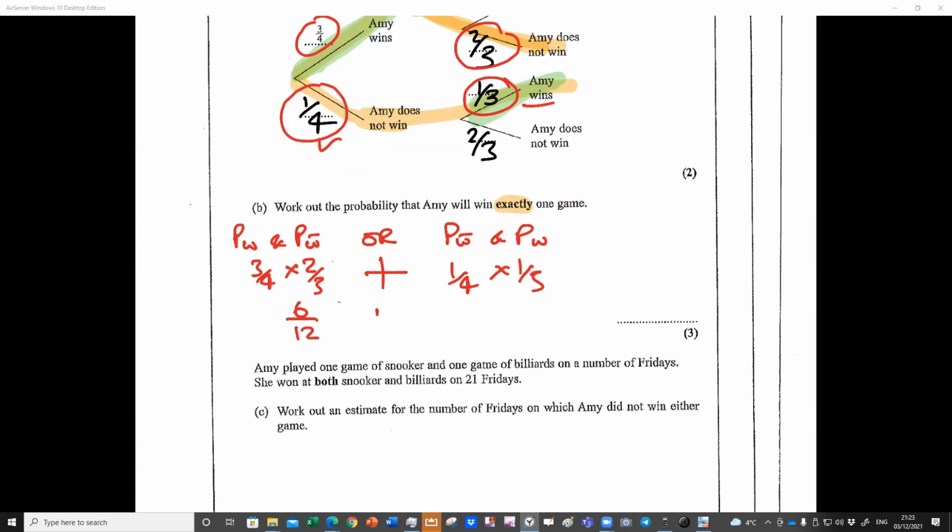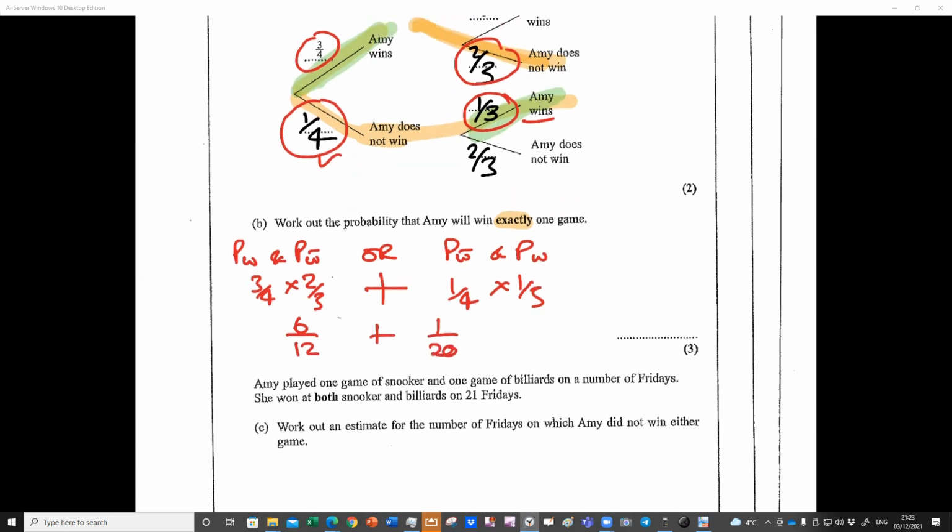6 over 12 plus 1 over 20. Okay, I've written this down. That should be, I think, 1/3. That's just me writing it down a bit dodgy. Give me a second. We've written it down. It's 1 over 12. That's a 3. And the final answer is 7 over 12.